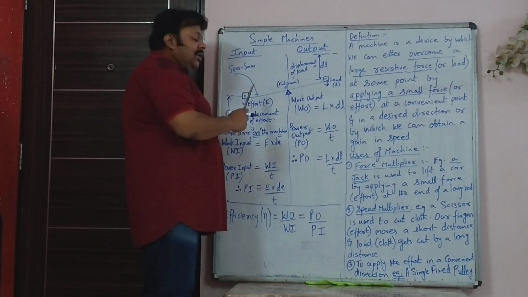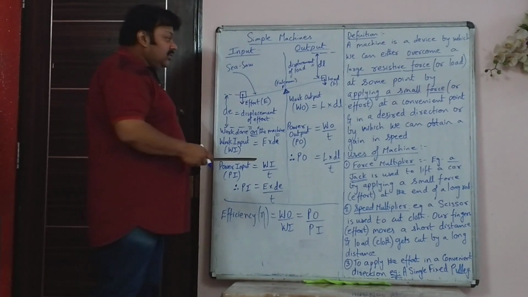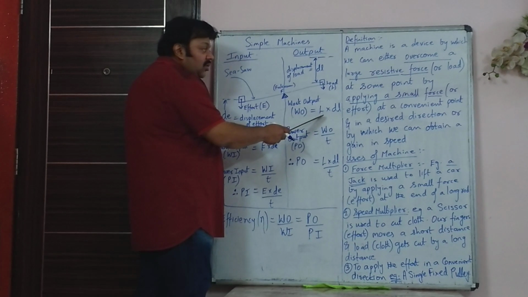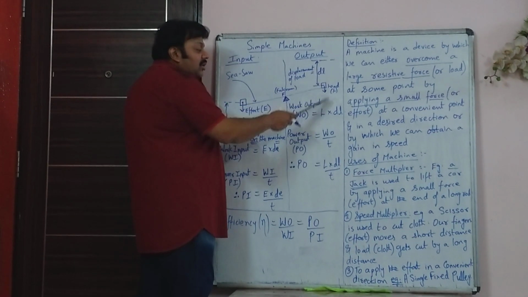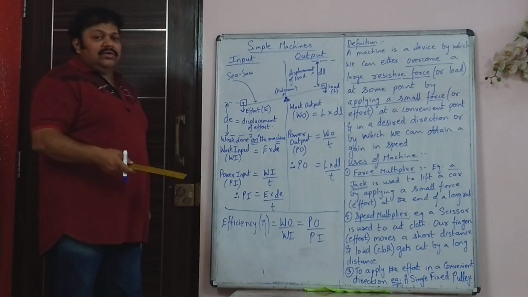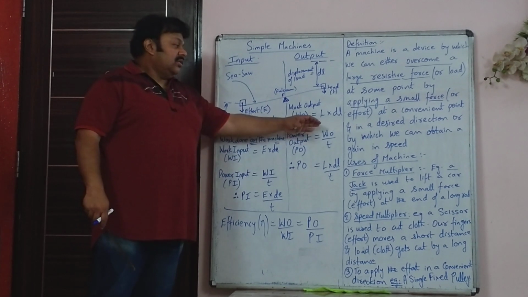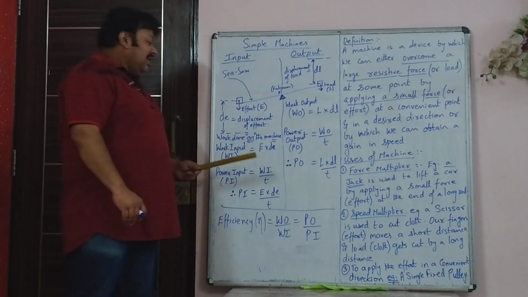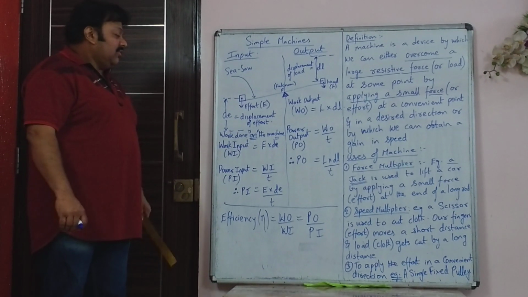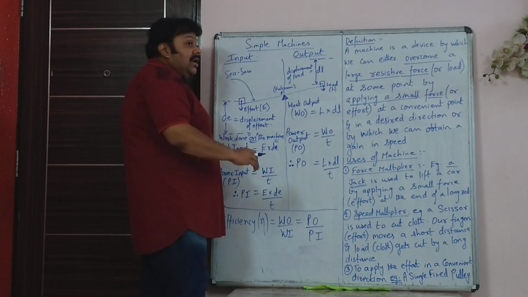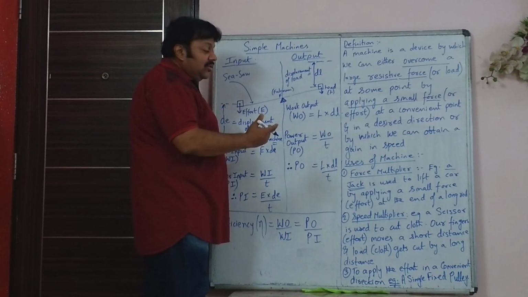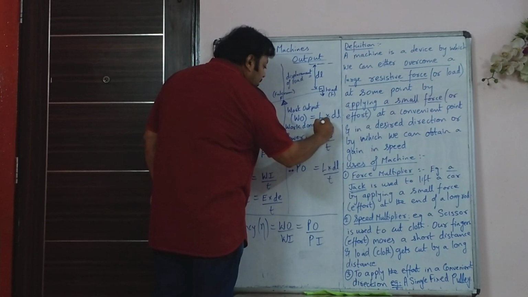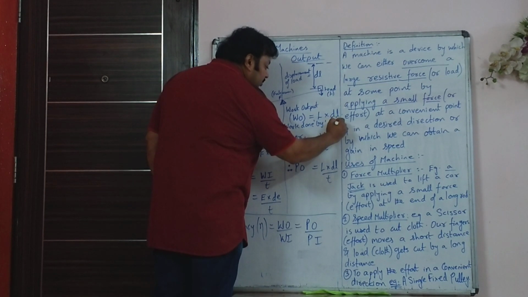So both the load and the effort are in the downward direction, but work output is the output side force, that is load, into the displacement of the load. Basically work is force into displacement. So output work is load into displacement of load. Power output, just like you wrote here, work done on the machine. On this side you will write work done by the machine.